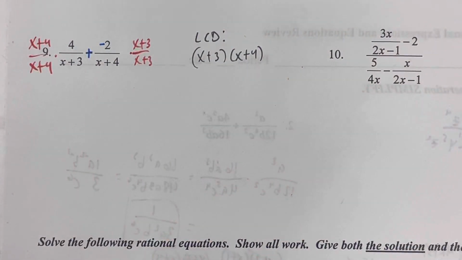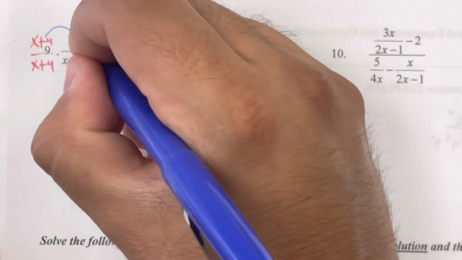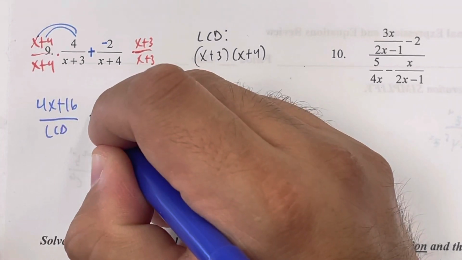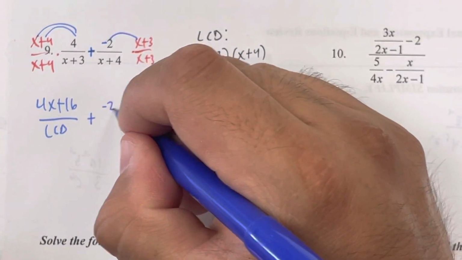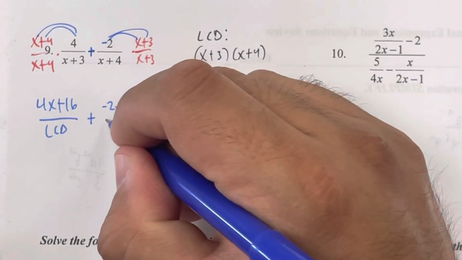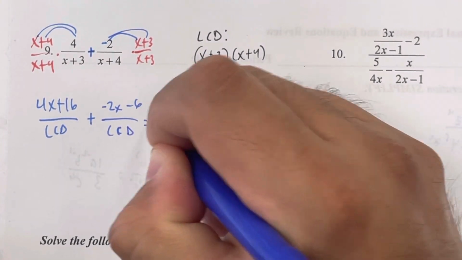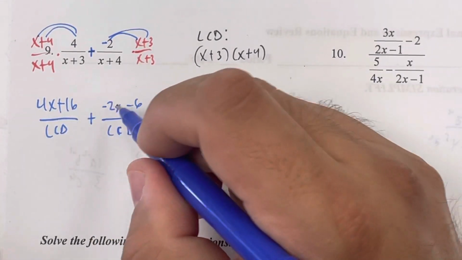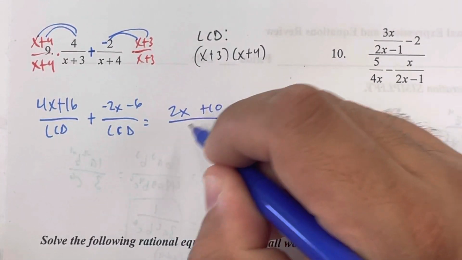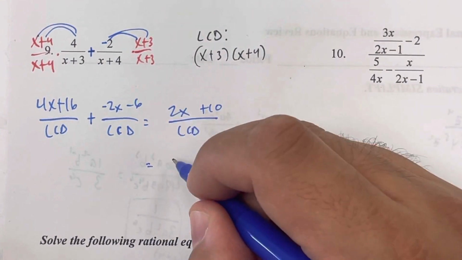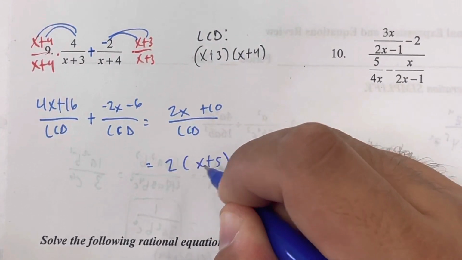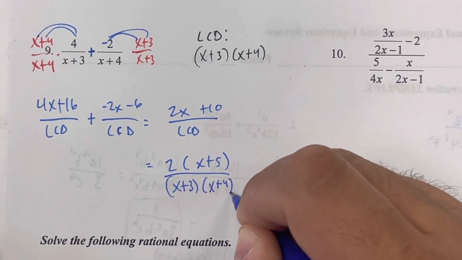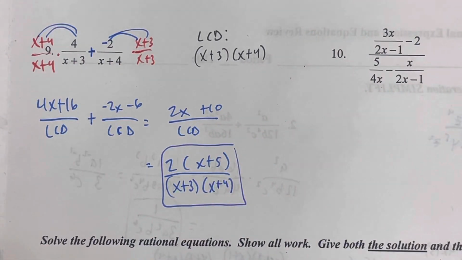All right, so for the first one, we're going to distribute the 4. So 4x plus 16 over the LCD plus negative 2 times x is negative 2x, negative 2 times 3 is negative 6 over the LCD. 4x plus negative 2x, or 4x minus 2x is 2x. 16 minus 6 is 10 over the LCD. And last thing I notice, I can factor out a 2. And the LCD is x plus 3, x plus 4. And that's your final answer.